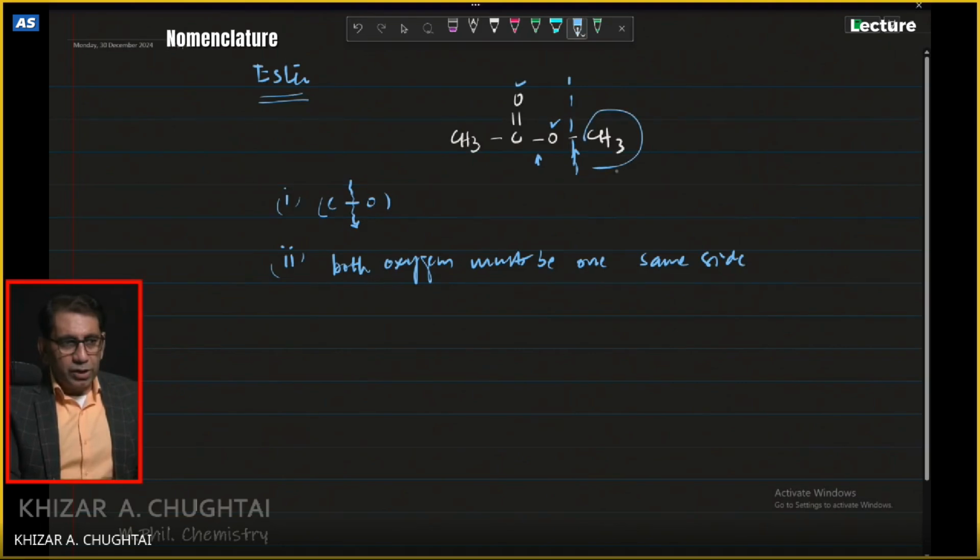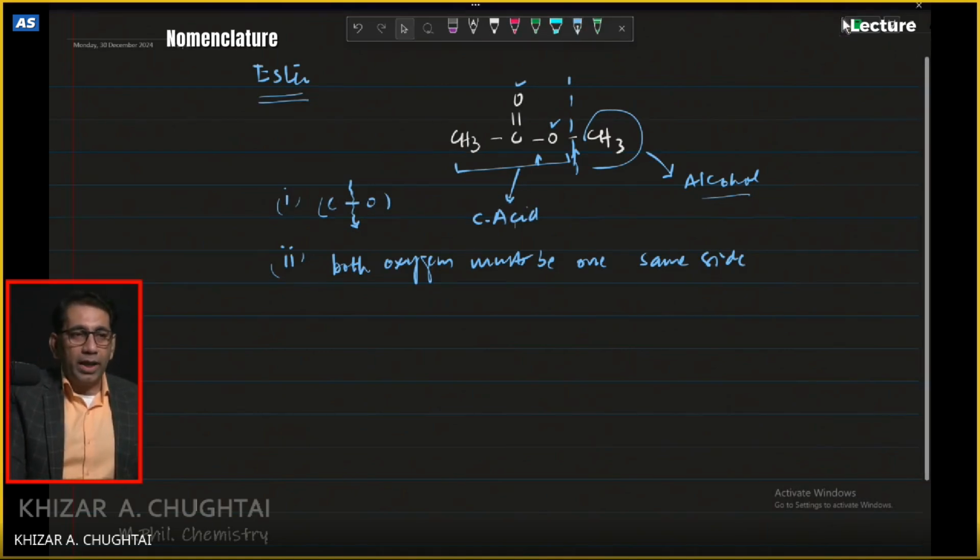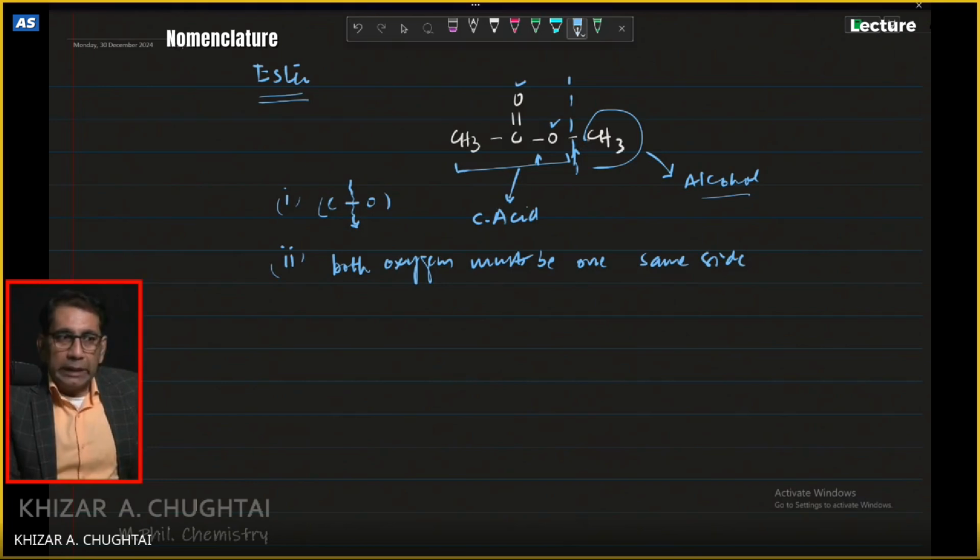Now, this portion where there is no oxygen actually comes from the alcohol, the hydroxyl compound, and this group comes from the carboxylic acid or organic acid. The portion that is coming from the alcohol is this one, where there is no oxygen, and here it's acting as a branch. So it's acting as a branch, and its name will be written with the ending yl.